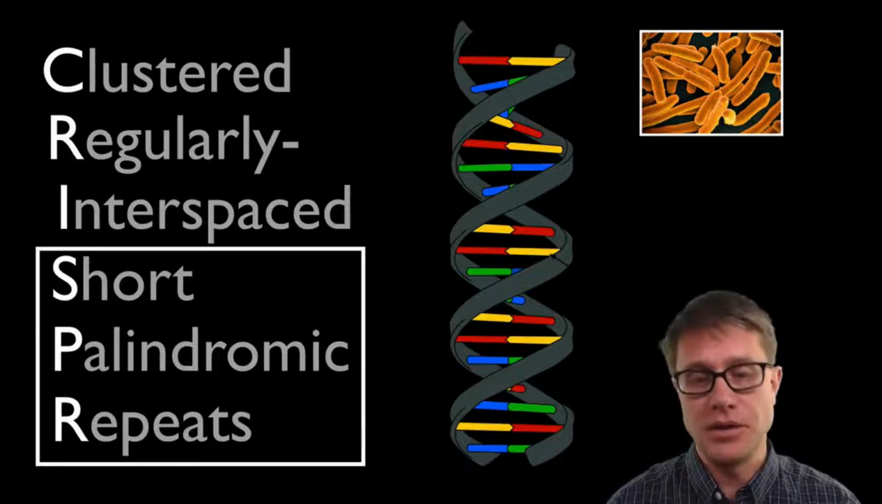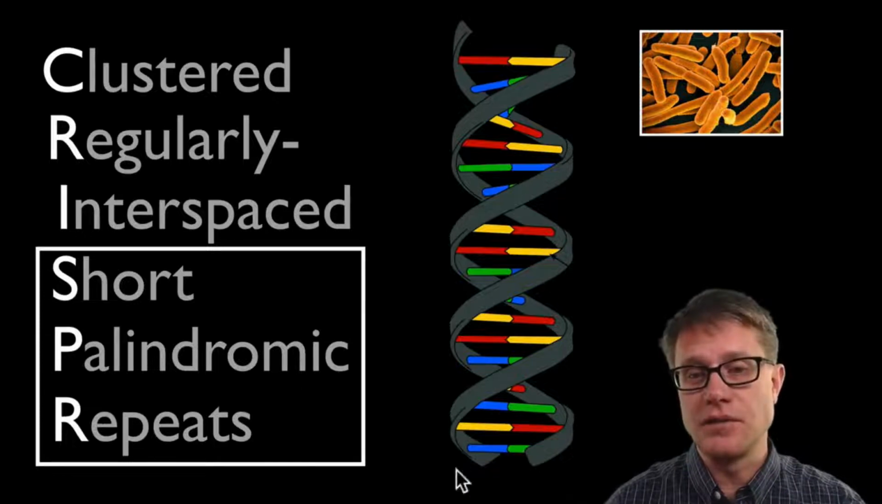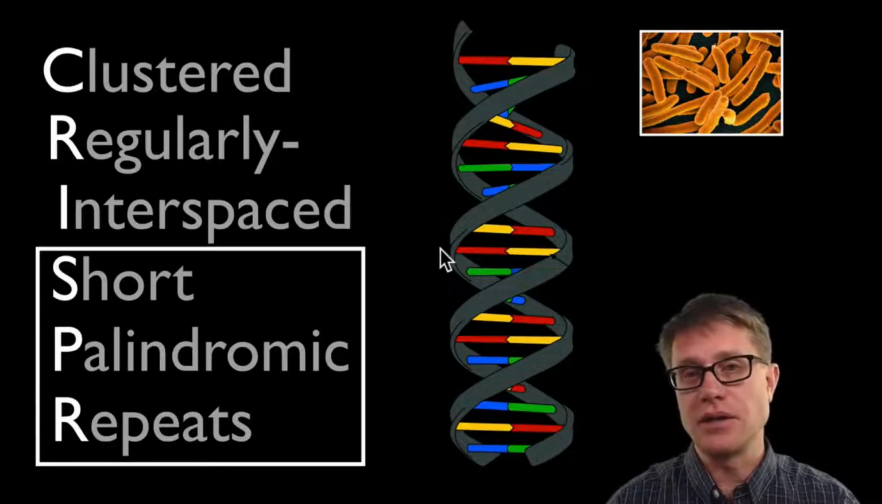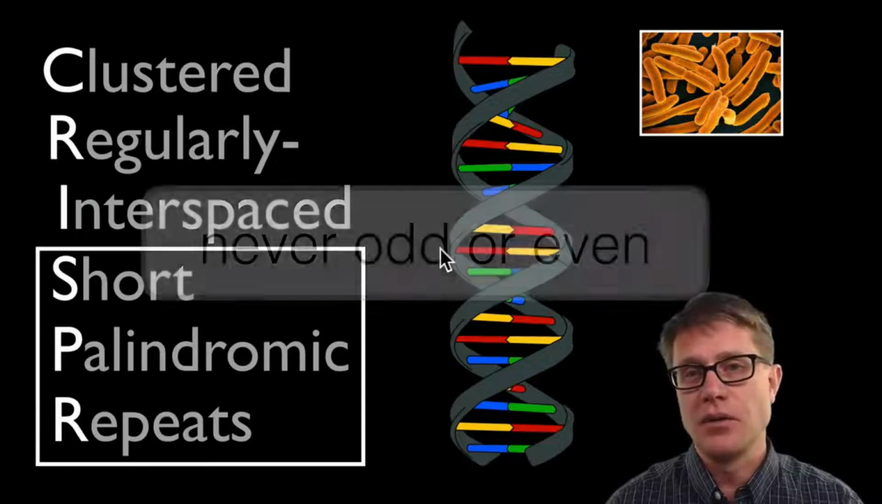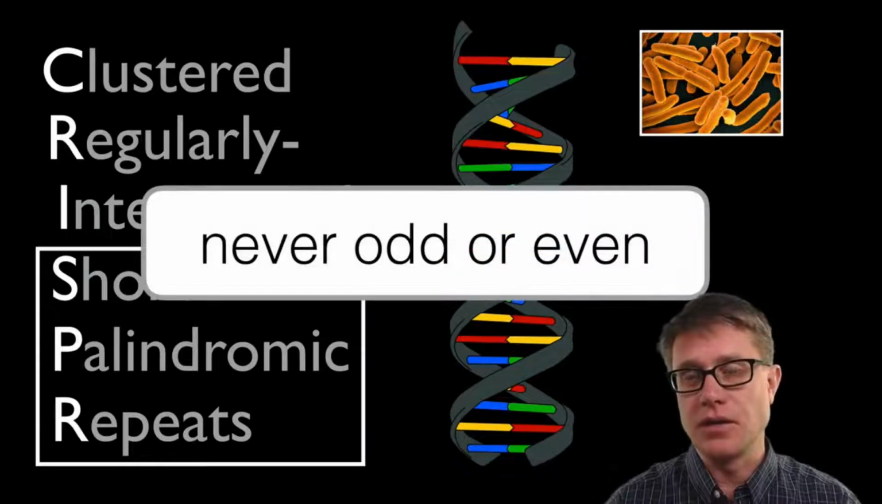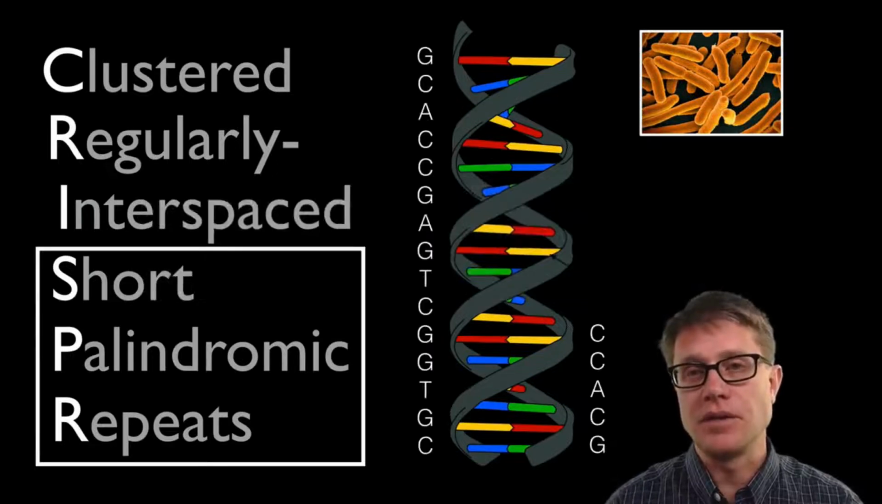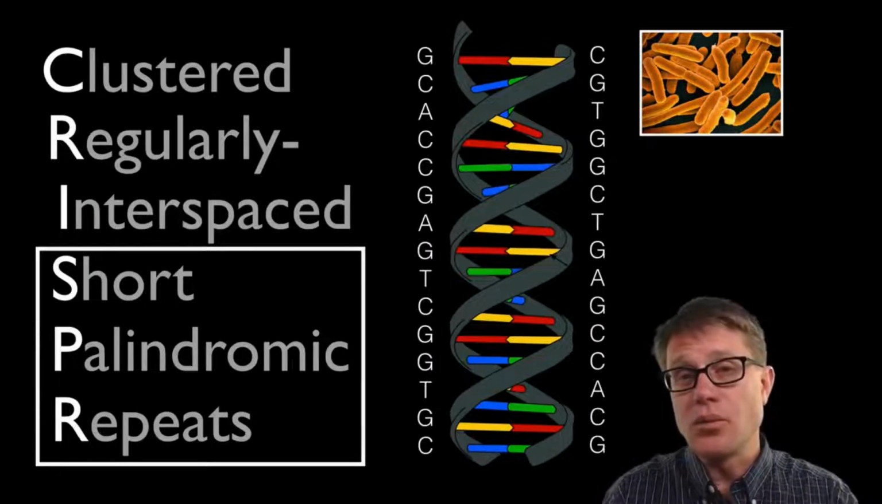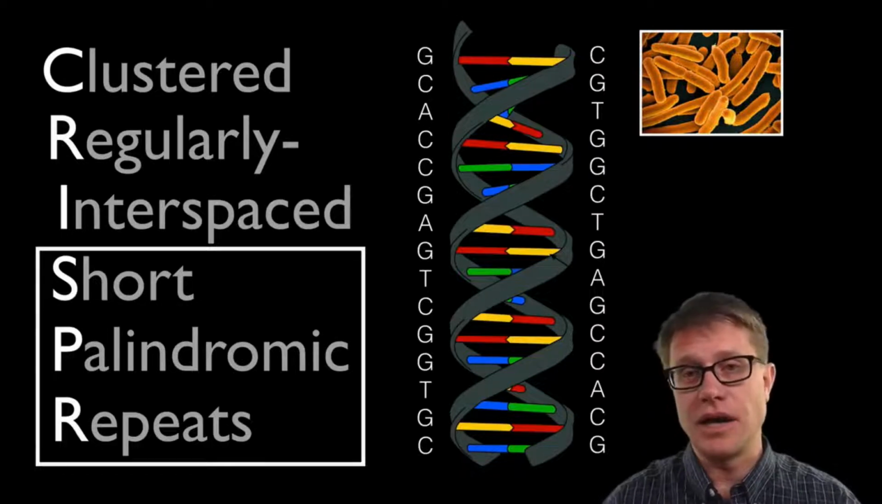First of all, we have the repeats. These are going to be short segments of DNA, so 20 to 40 letters in length, and they're going to be palindromes. Remember, a palindrome is a sequence of letters that read the same left to right, like never, odd, or even. The reason why is that when you transcribe that DNA, you make RNA that forms these little hairpin turns.